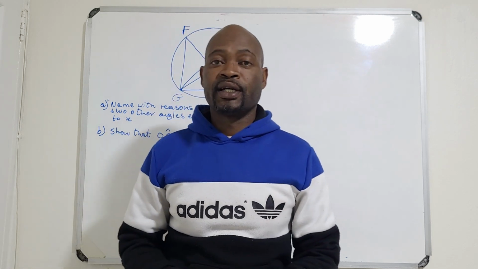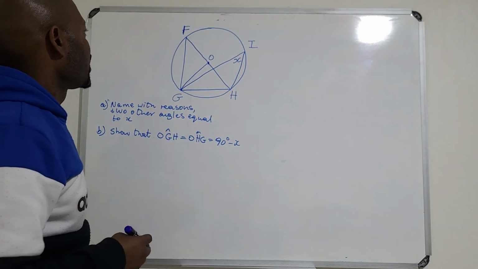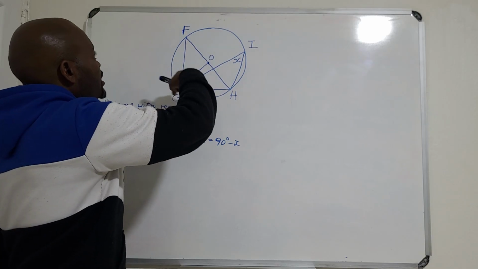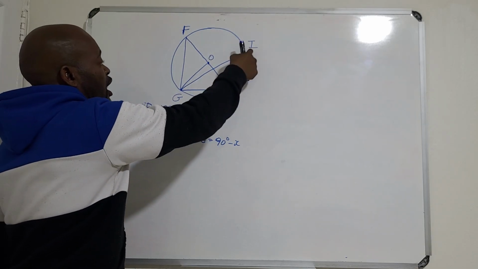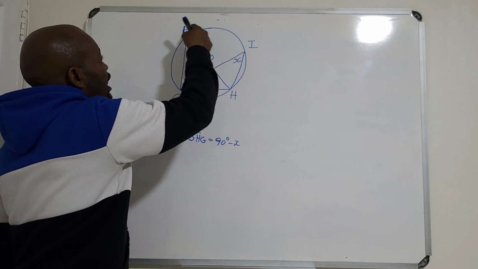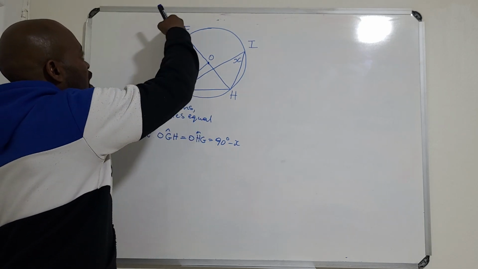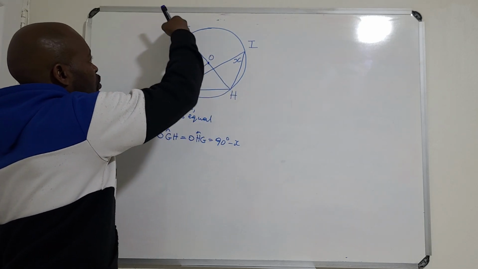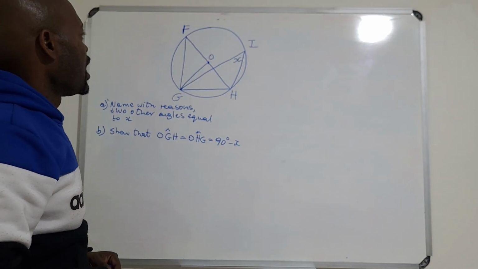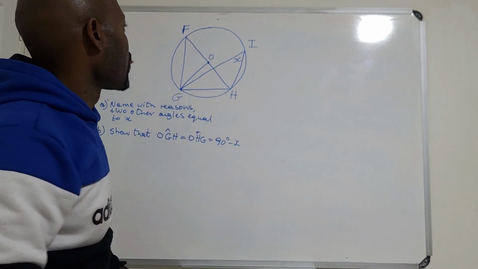Now, let's look at an example on theorem number 4. Here we are given that O is the center of the circle FGHI, with diameter FH. We are given that FH is a diameter, and also GH, which is a chord.